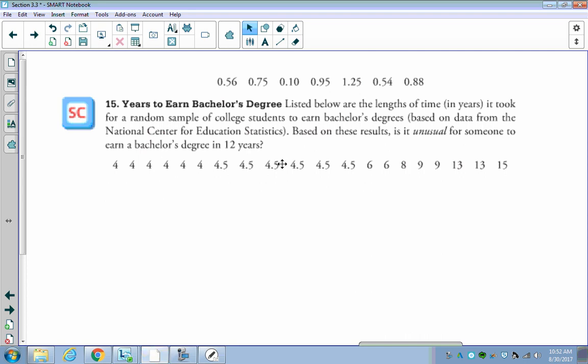Years to earn your bachelor's degree. Listed below are lengths of time in years it took for a random sample of college students to earn their bachelor's degree. Based on these results, is it unusual for someone to earn a bachelor's degree in 12 years? So the first thing we want to do is, I'm just going to use this data. We'll come back to the same problem, but I want to use this data just to find your standard deviation, okay?